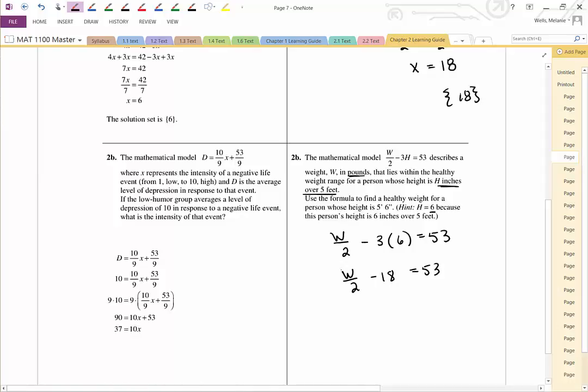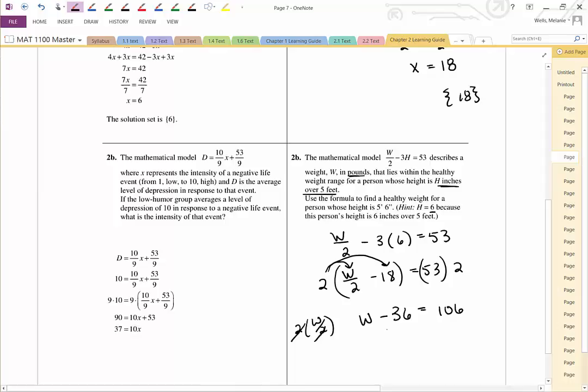Now, to clear out the fractions, let's multiply both sides of the equation by 2, which is the least common denominator. So we cancel out 2 times W over 2. So 2 times W over 2, the 2's would cancel, and I'm left with W. Now do 2 times negative 18, which would be a negative 36. And then 53 times 2 is 106.